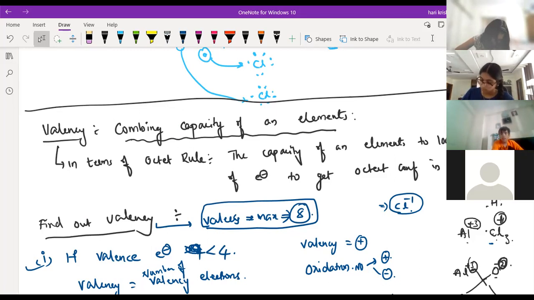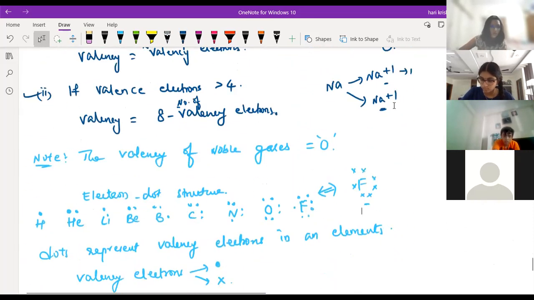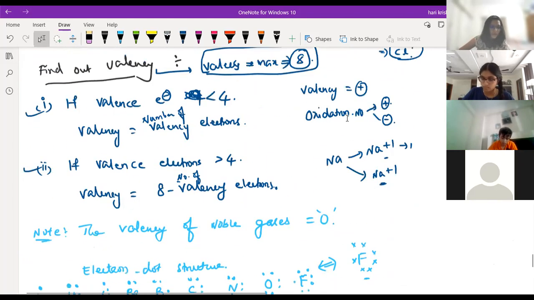So always elements will lose the electrons or gain the electrons or share the electrons to get the nearest stable noble gas configuration. Clear? Where is the valency and what is the valency electrons? How to calculate each and everything? Still anyone has doubts in this? No, sir.